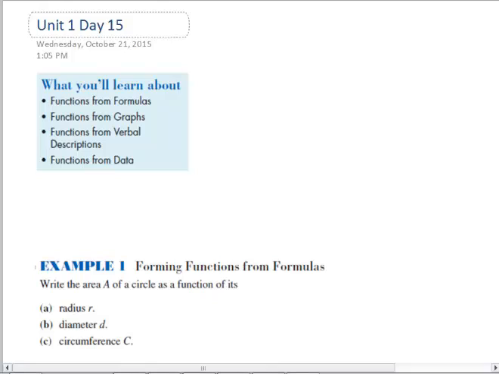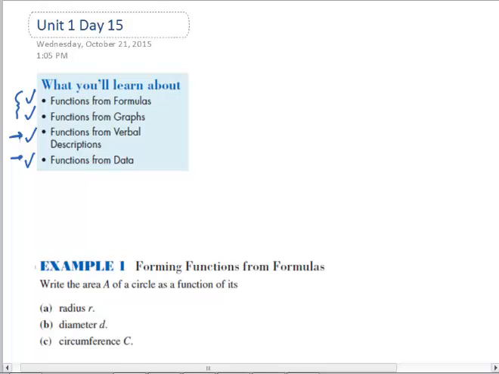For instance, the first thing we're going to do is how do we find functions from formulas? How do we find functions from graphs? And then we may not go over these examples, but sometimes you have functions that you get from verbal descriptions and you get functions from data. We're going to focus primarily on the first two bullets of this, and tomorrow in class we'll do some other problems with the second two bullets.